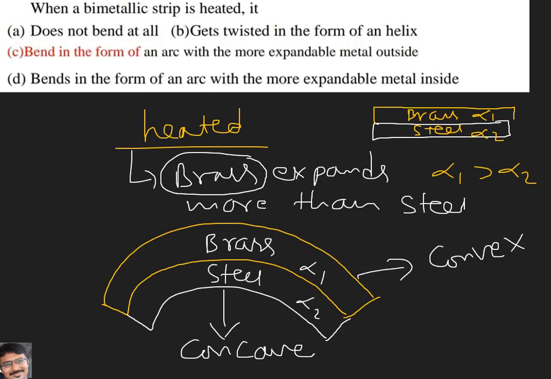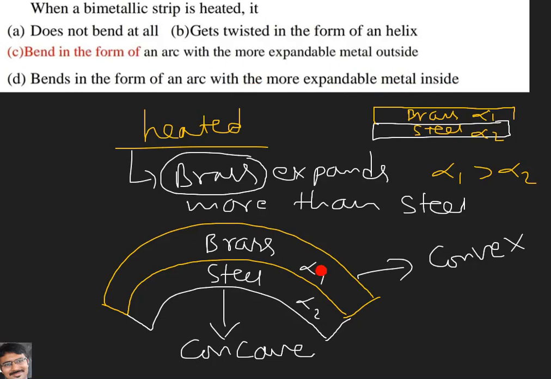They are asking us, observe carefully, when a bimetallic strip is heated, the first option, does not bend at all, is wrong. It will bend, no doubt. Gets twisted in the form of a helix, no, it will not get twisted in the form of a helix, it's wrong. So it bends in the form of an arc, correct. So C and D both say bend in the form of an arc. Fine. With the more expandable metal outside, or with the more expandable metal inside, we have to decide from C and D.